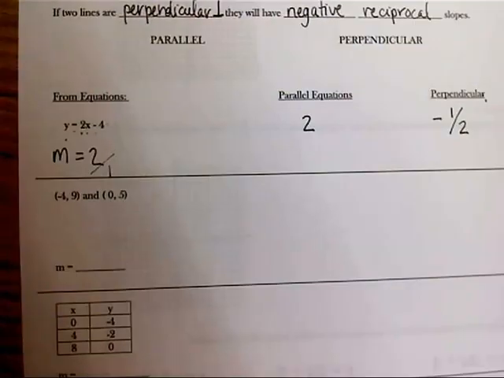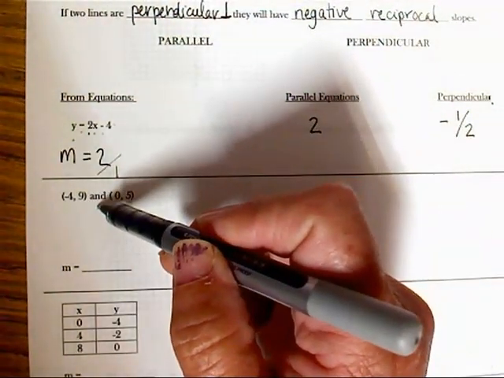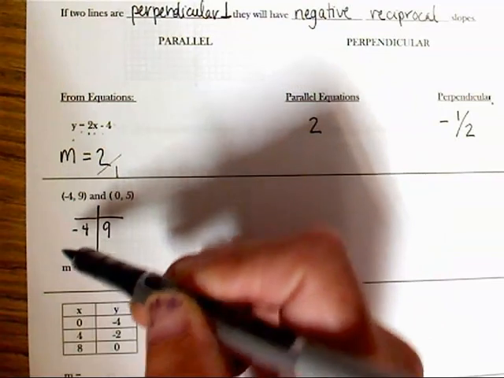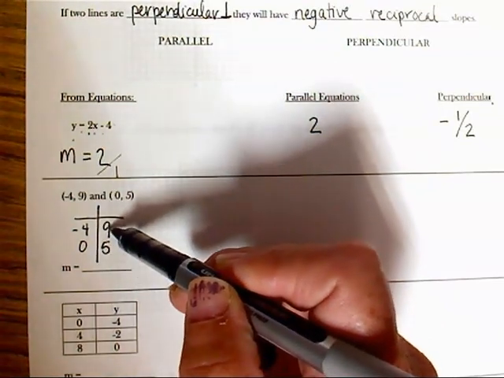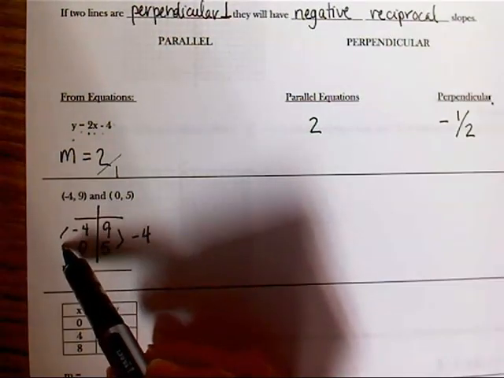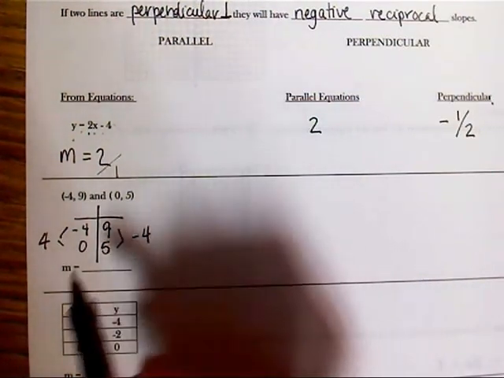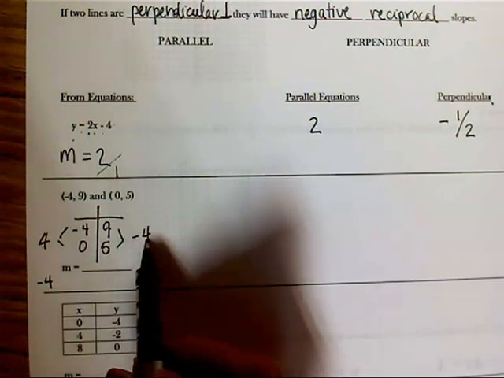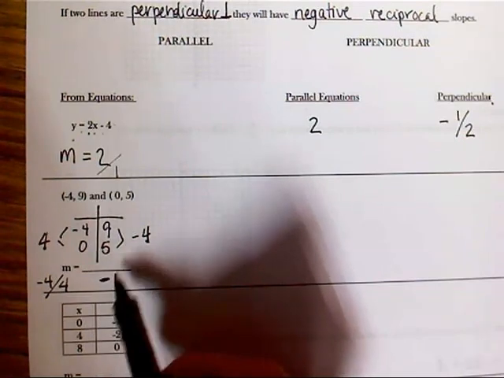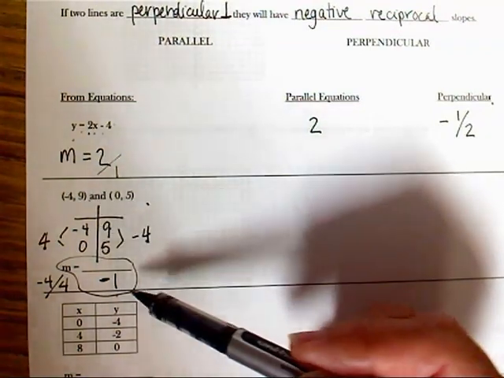All right, next type, if they give me 2 ordered pairs and ask me to find the slope. So we're looking at (-4, 9) and (0, 5). From 9 to 5, that's a change of down 4. And from -4 to 0, that's a change of up 4. So the slope would be -4, the change in the y's, over the change in the x's, which reduces to just -1. Okay, so the slope of the line that passes through these 2 points is -1.